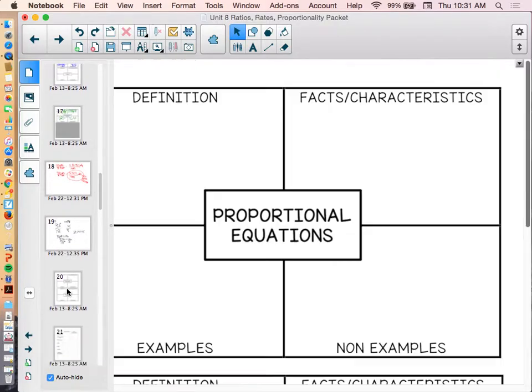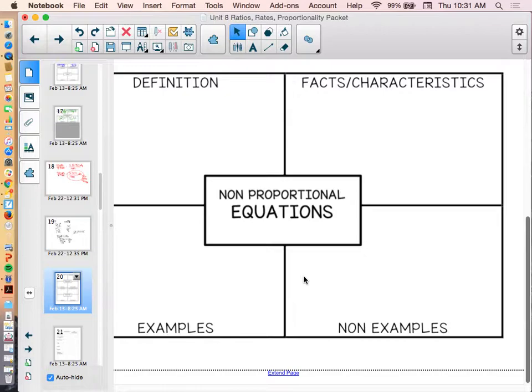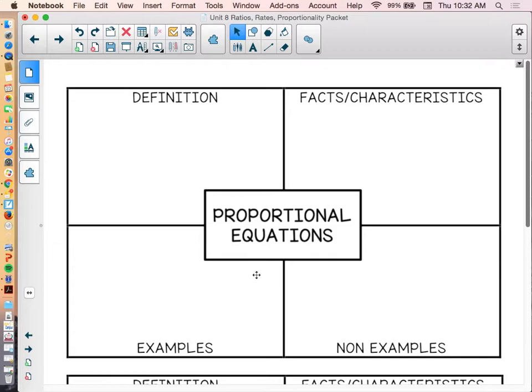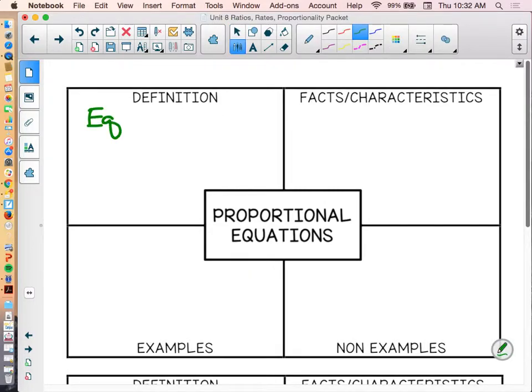The notes page is this one right here, and it is proportional equations that we're talking about. By definition, an equation that is proportional is in the form y equals mx. Basically, that means I can only have a number times x. If I have anything else, then it will not be proportional. So only multiplication.